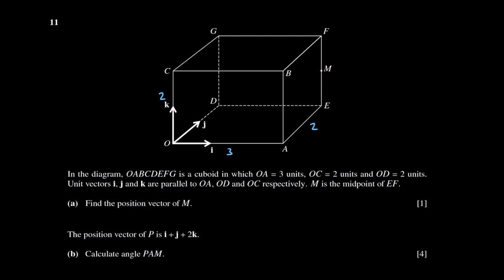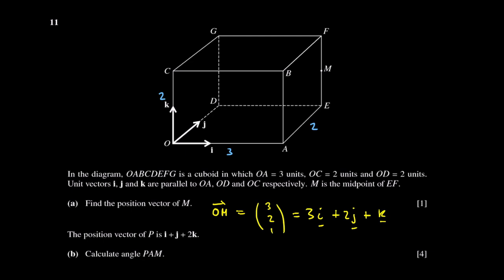So we can say that the position vector of M, which I'll write OM, is going to be equal to 3 in the i direction, 2 in the j direction, and then 1 in the k direction. So 3, 2, 1. I prefer to write it as column vectors, but if you want to write it as i, j, and k, that's 3i plus 2j plus 1k. Okay, so that's that. Then the next thing we want to do is calculate the angle PAM.